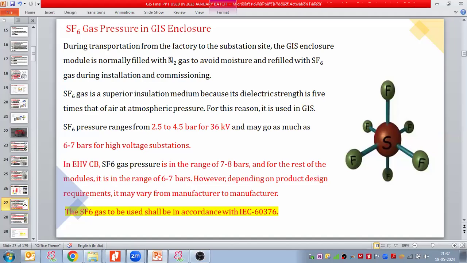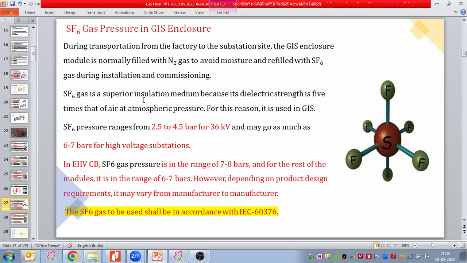Do we take nitrogen gas right now, Amol? Yes, it is correct. We take the nitrogen gas to avoid any kind of moisture in the enclosure. And then we do the degassing, vacuum, cleaning, all we do at the site. After the cleaning, we refill with the SF6 gas during the installation and commissioning of the GIS enclosure.